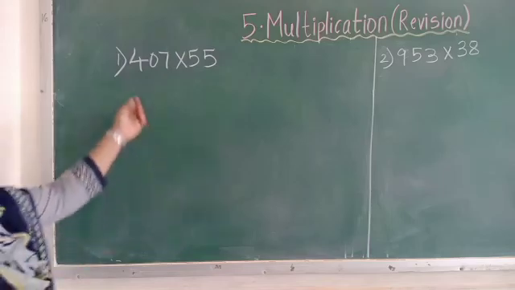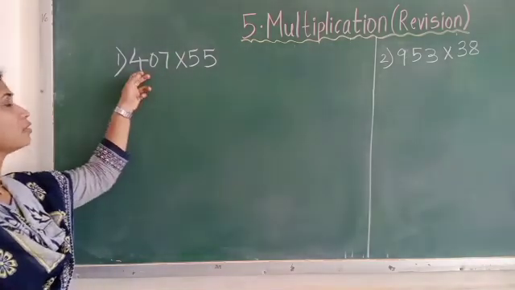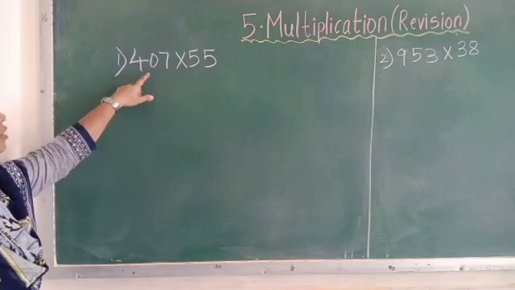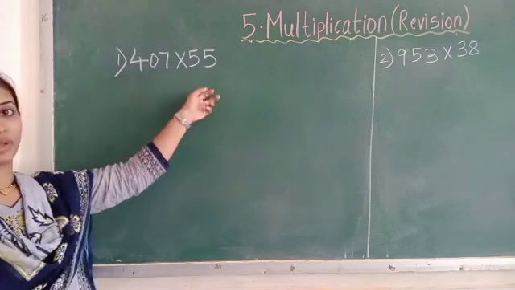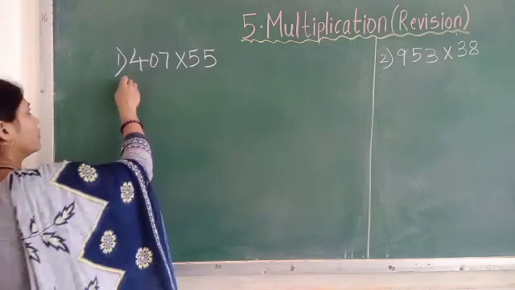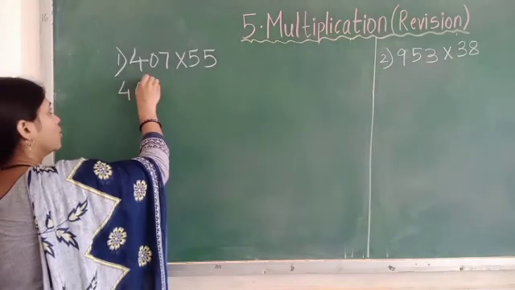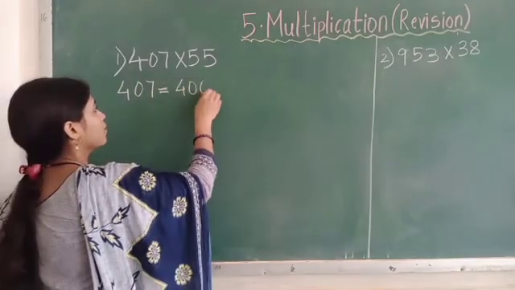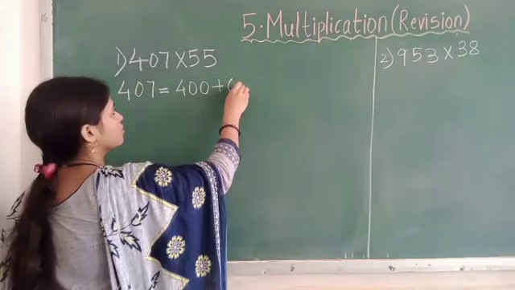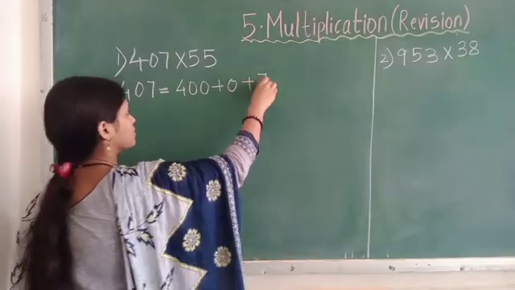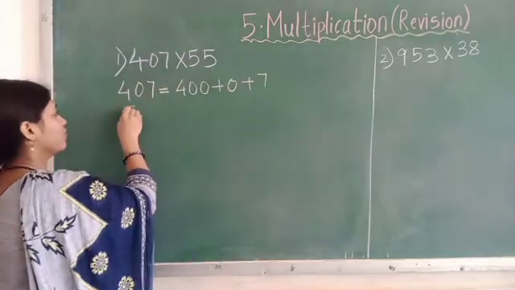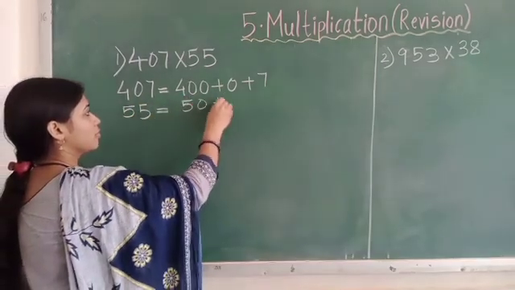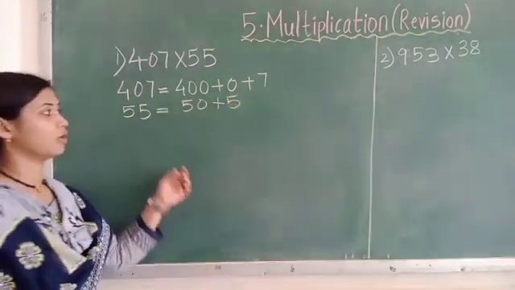5016. Now let us see multiplying a 3-digit number by a 2-digit number. First one, 407 multiplied by 55. What we will do? First we will expand the number. 407, how we expand? 400 plus 0 plus 7. And how we will write 55? 50 plus 5.